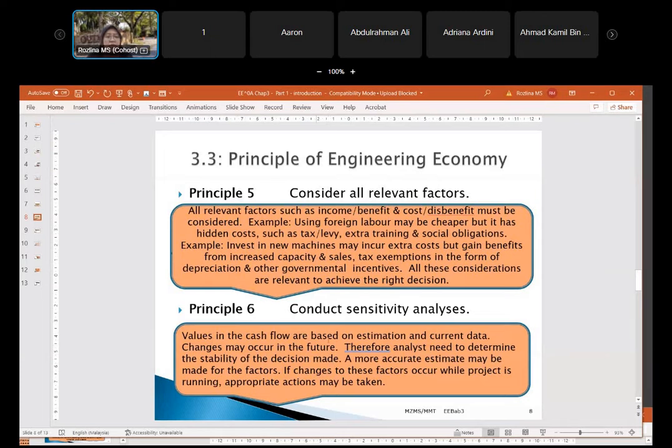Values in the cash flow are based on the estimation and current data. Changes may occur in the future. Therefore, analysts need to determine the stability of the decision made. Maybe the basic one, or maybe we just ignore. But we have this principle: a more accurate estimate may be made for the factors. If changes to this factor occur while the project is running, appropriate actions may be taken.